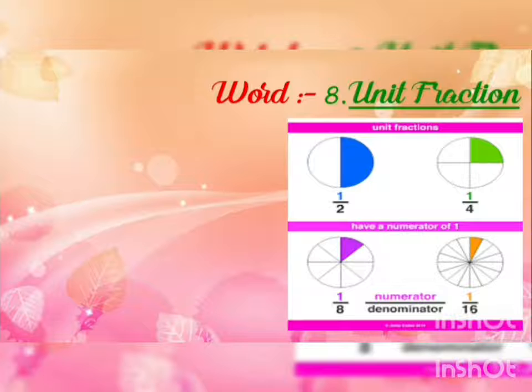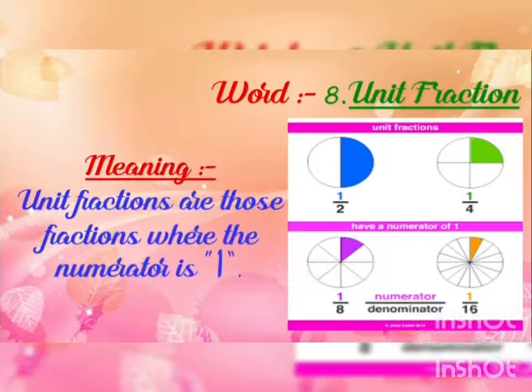Next type of fraction is unit fraction. Unit fractions are those fractions where the numerator is always 1, neither more nor less, only exactly 1. For example, 1/2, 1/4, 1/8, 1/16. In all these examples, the numerator is always 1. So therefore, they are unit fractions.